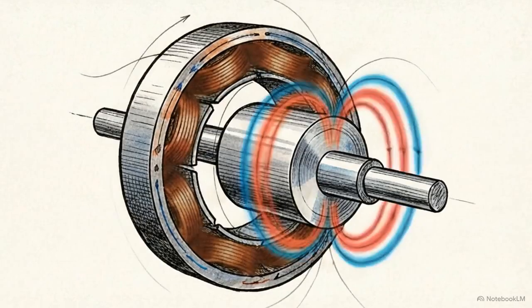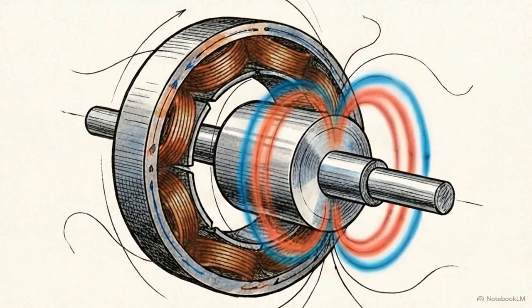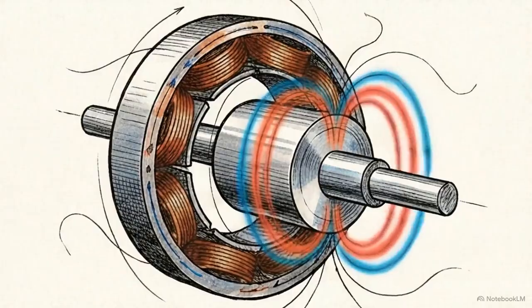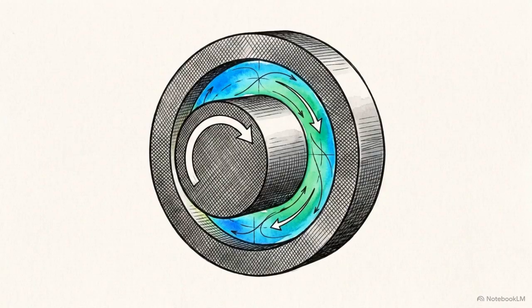Now we change the parameters. We unlock that inner core and allow the rotor to spin freely inside the magnetic field. This creates the induction machine. For the changing magnetic field to induce a rotor current, the rotor must spin slower than the AC magnetic field itself. It has to slip behind.